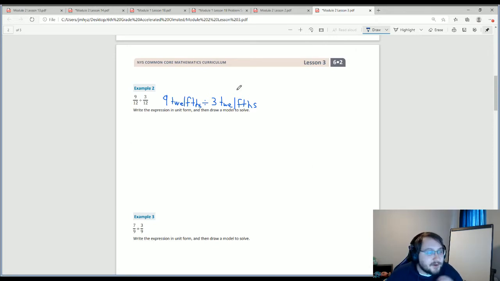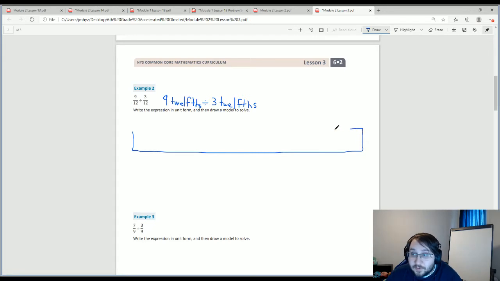So you've got your answer in your head. Keep that in your head. We're going to prove that that answer is the right answer. So I'm going to draw a log model. And how many pieces am I going to have to break this into? I'm going to have to break it into 12 separate pieces.